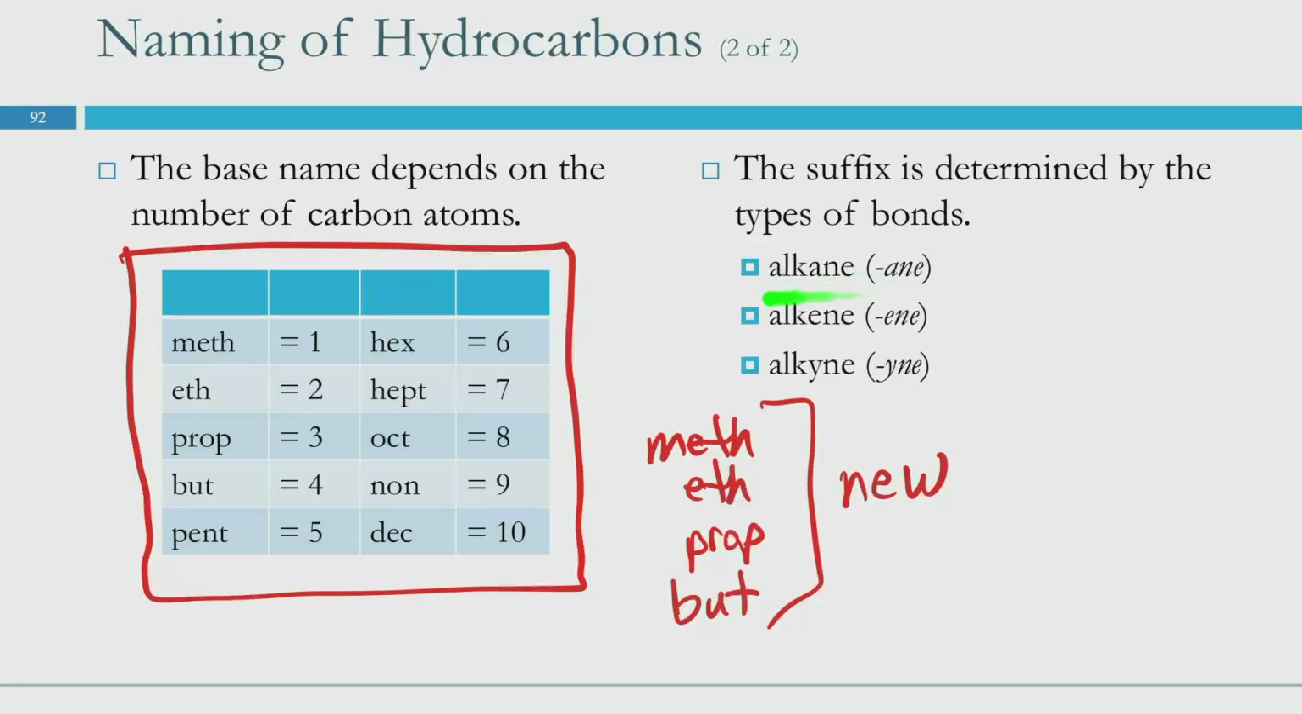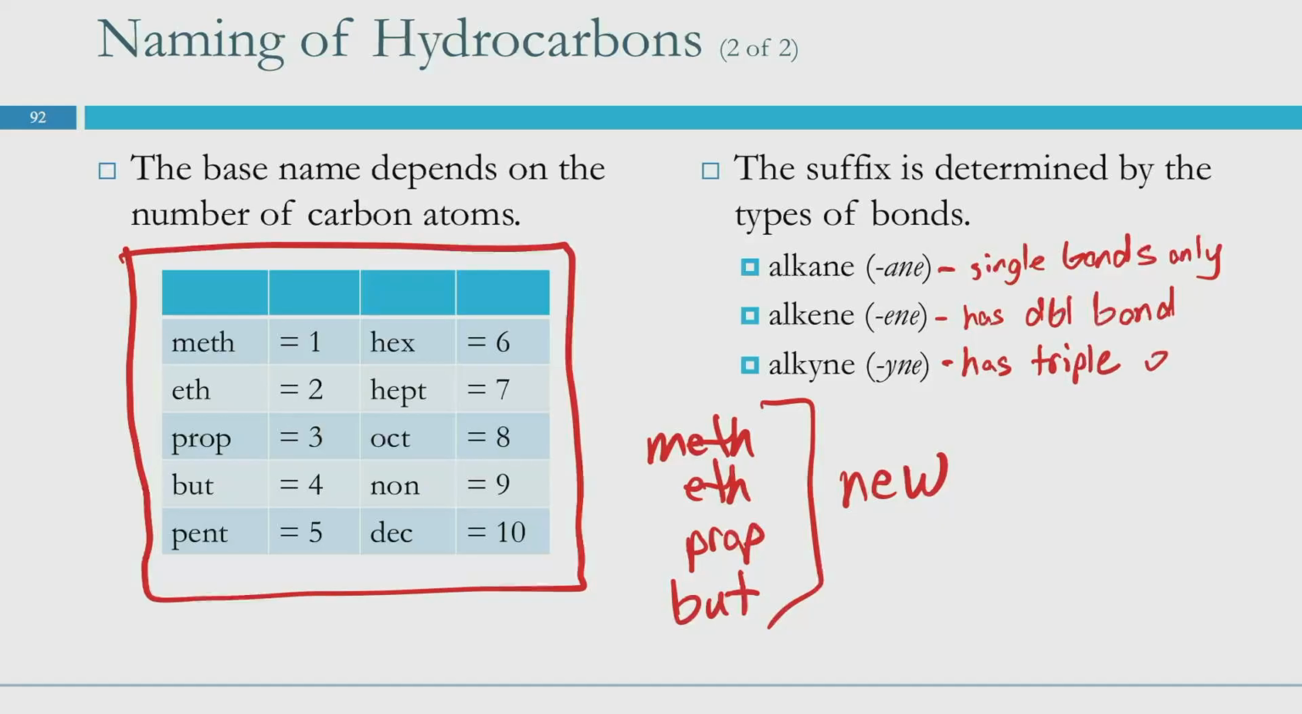And then for alkanes, single bonds, it ends in ane. So alkanes have single bonds only. Alkenes have a double bond, one or more. Alkynes have a triple bond, one or more.